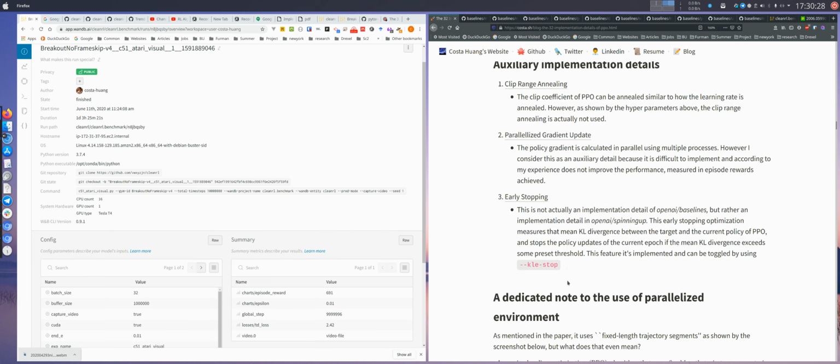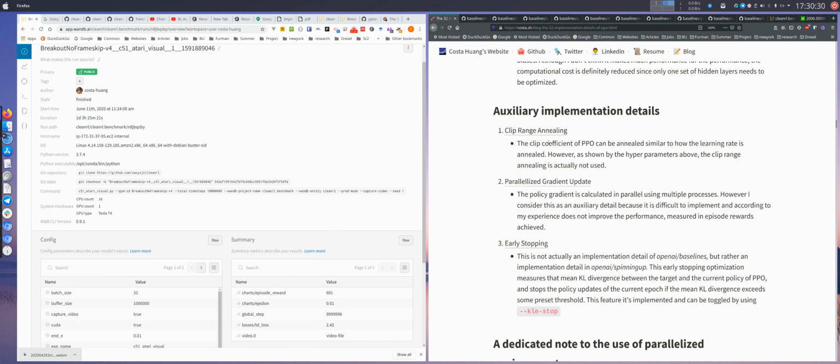And there are some auxiliary implementation details. For example, the clip range annealing is not actually being used. It is implemented in the OpenAI Baselines library, but it's not used for either the MuJoCo or Atari experiments. They also use MPI to parallelize the gradient update, but I think this is handled automatically by PyTorch, so there shouldn't be anything we have to worry about.